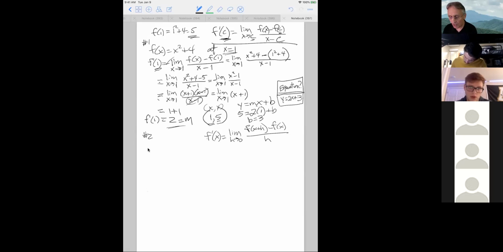And now we've got the equation of the line y equals 2x plus 3. Graph it. Got it. Look where it crosses.